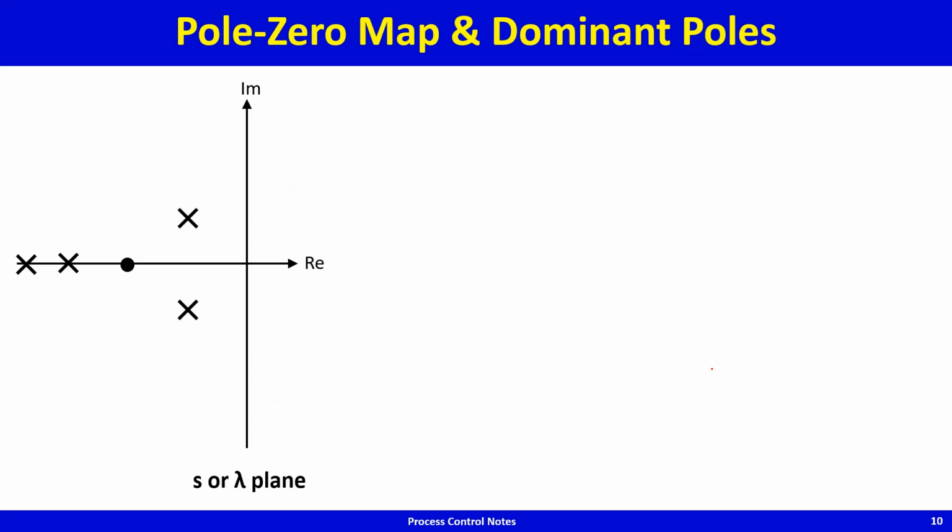Now, if a dynamic system is given to us, the first thing we should do is factorize the numerator and denominator, get the poles and the zeros, and plot them on the s plane or on the lambda plane.